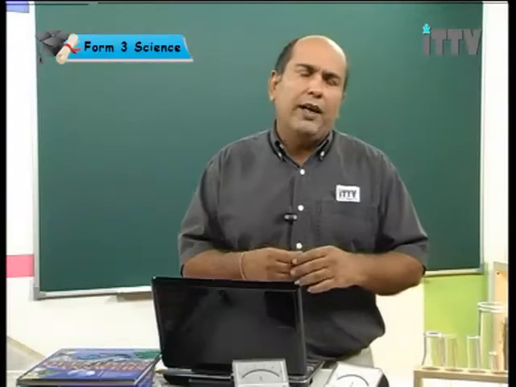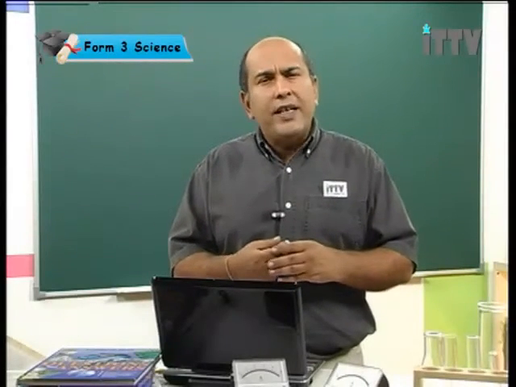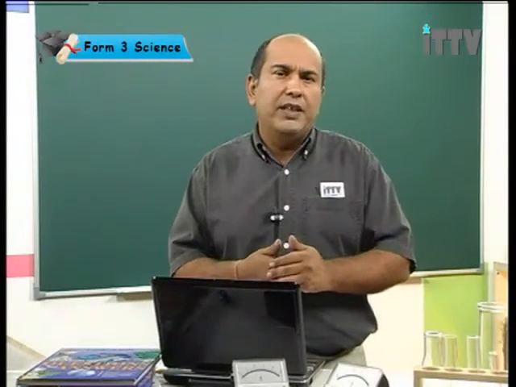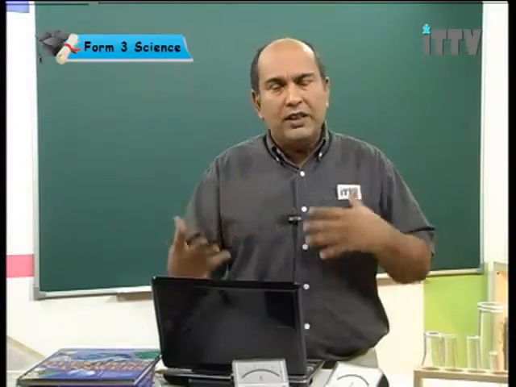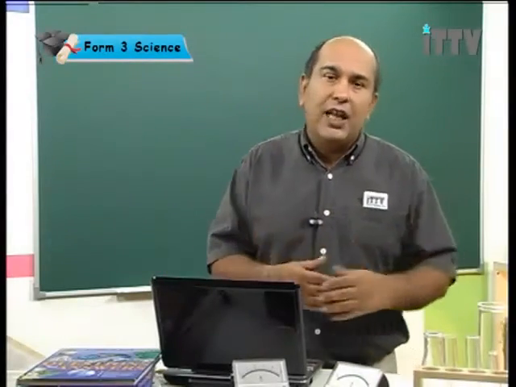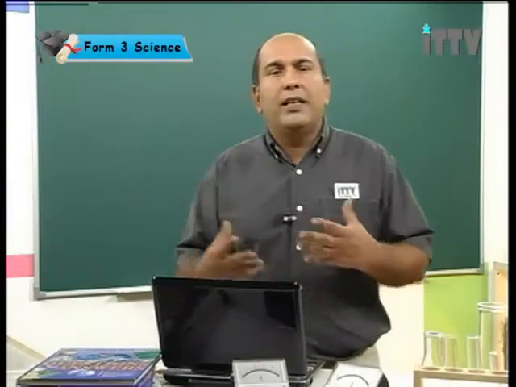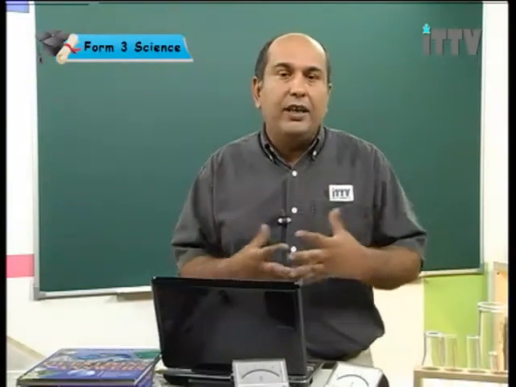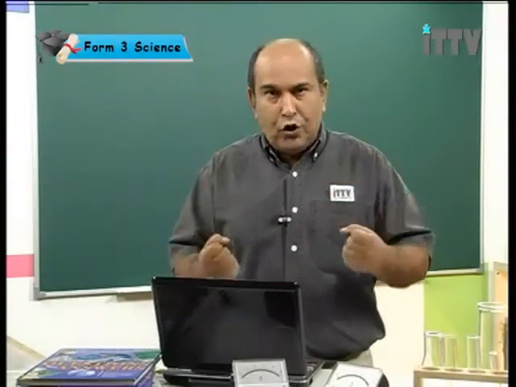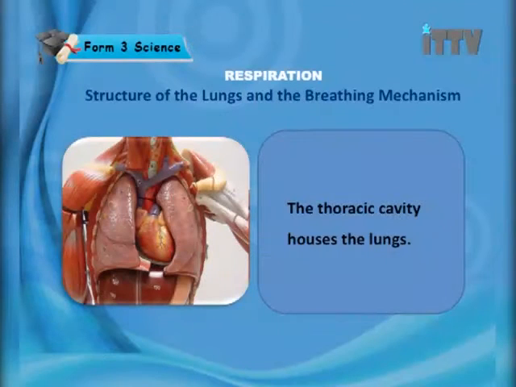I read somewhere that there's over 25,000 kilometers of tubing, bronchus and bronchiole, in each lung. And this is to accommodate a large amount of gas entering and being able to be absorbed into our bloodstream.